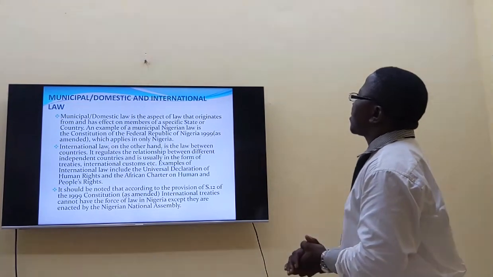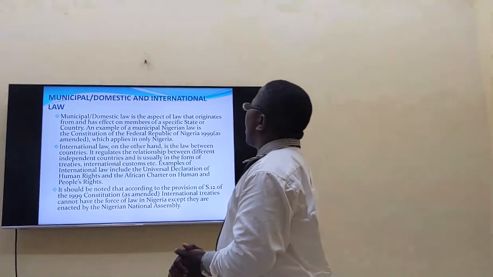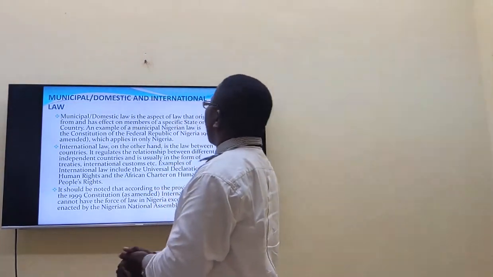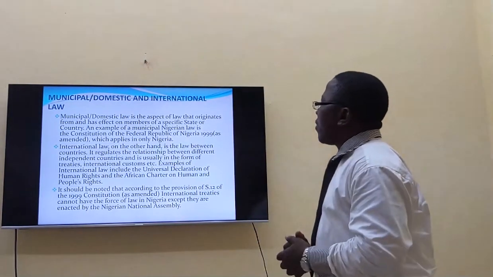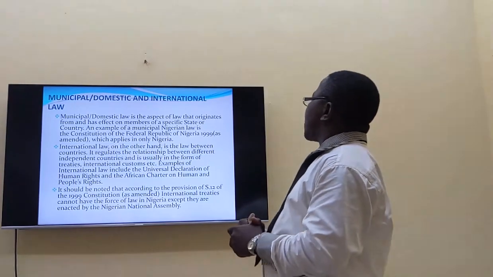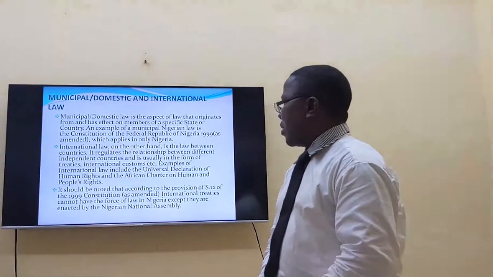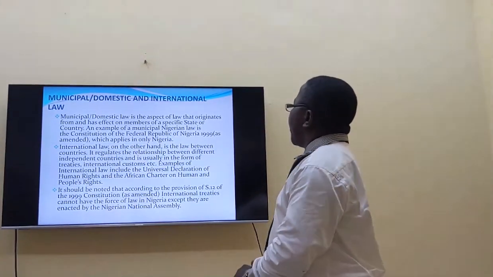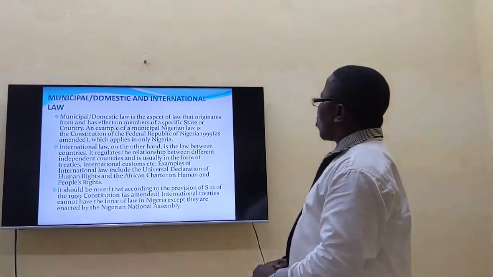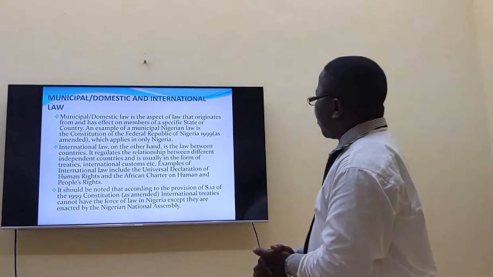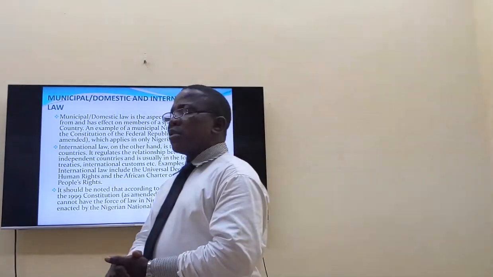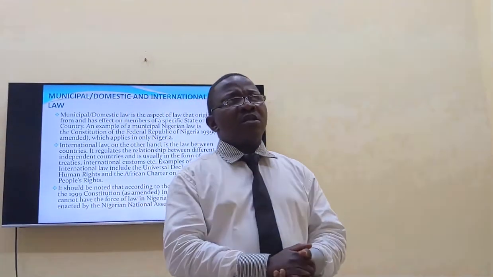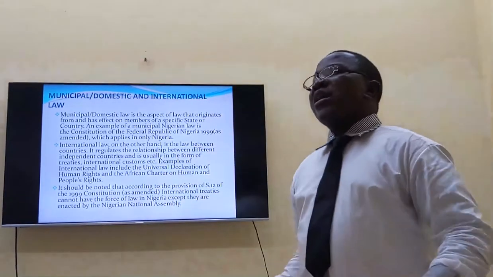Municipal or domestic and international law. Municipal law is the aspect of law that originates from and has effect on members of a specific state or country. An example of Municipal Nigerian Law is the Constitution of the Federal Republic of Nigeria as amended, which applies in Nigeria only.